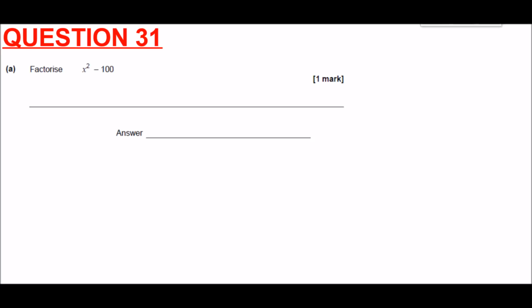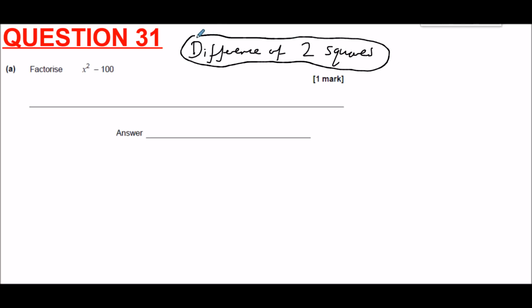Part A, factorise x squared minus 100. This one here is called the difference of two squares. If we start with a squared thing, x squared, and we're taking away a number which is also a square number, this is called a special case of factorising. It's called the difference of two squares. And the way these are factorised is very easy if you revise them.